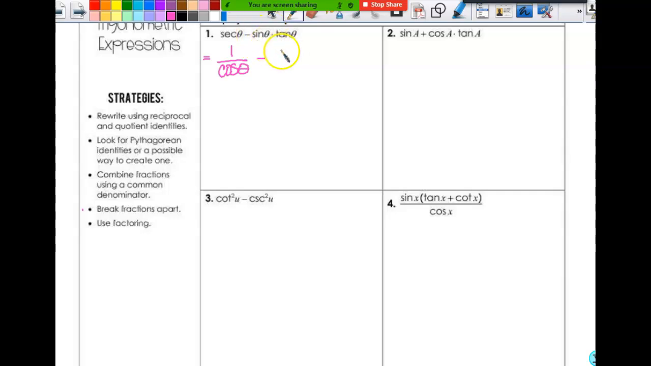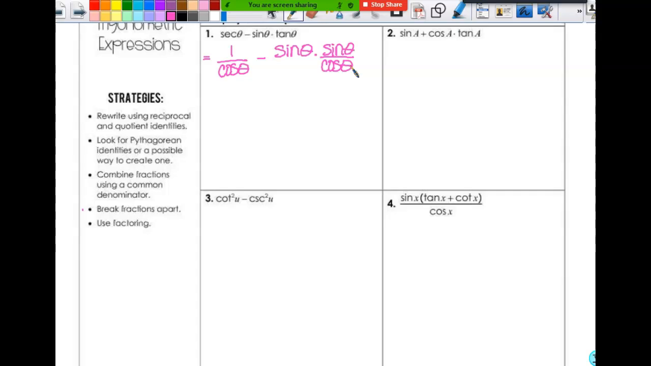Minus, I'm going to leave sine alone. And then tangent, I'm going to change into, what's tangent? What over what? Do we remember? Do we forget everything? Sine over cosine, because we've known that for a long time, right? Sine over cosine. Yes, I've just substituted.